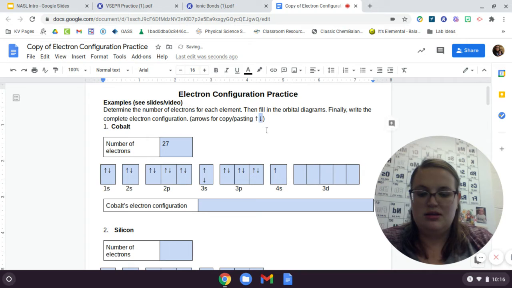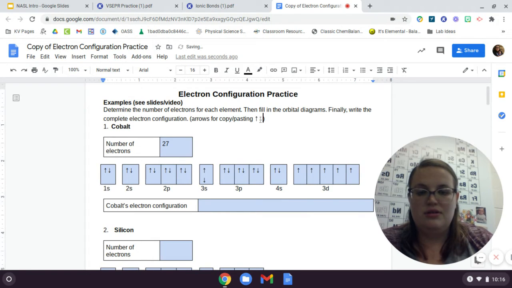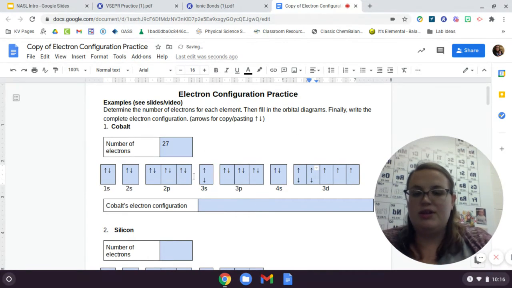19, 20, 21, 22, 23, 24, 25, 26, and 27. So now I have my 27 electrons.